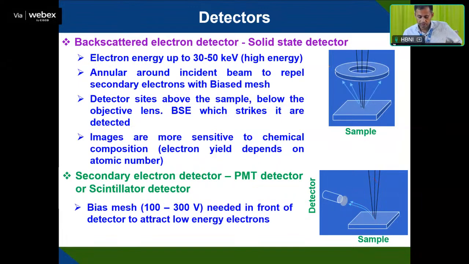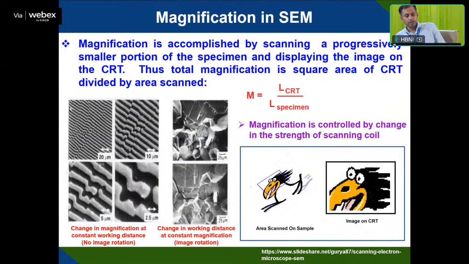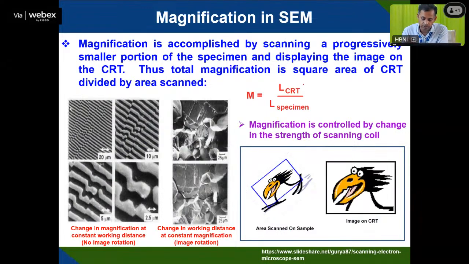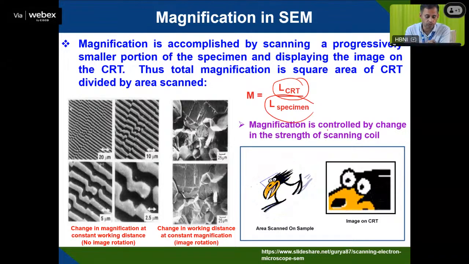to collect that information. If you see the magnification in the scanning electron microscope, what they see on the CRT screen of the specimen, the magnification is controlled by two parameters.